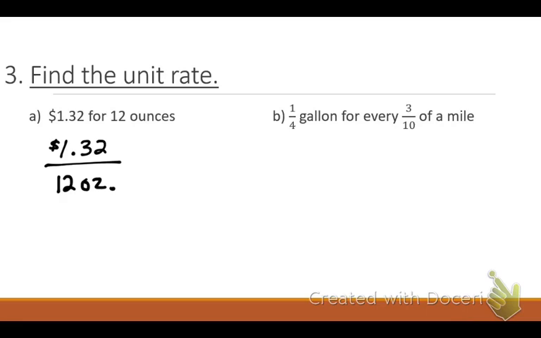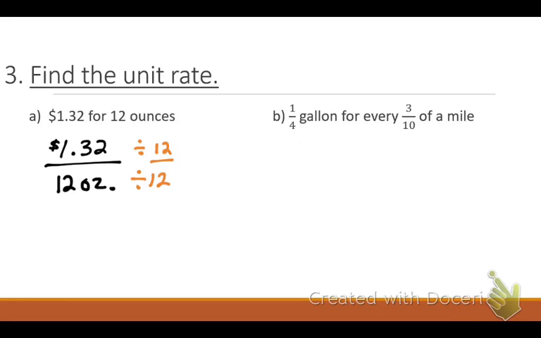What could I divide by to get that 12 to turn into a 1? 2? No. 4? How can I turn that 12 into a 1? 12. Divide it by itself. So I'm going to divide it by 12. If I divide the bottom by 12, what do I have to do to the top? You've got to be fair to both.